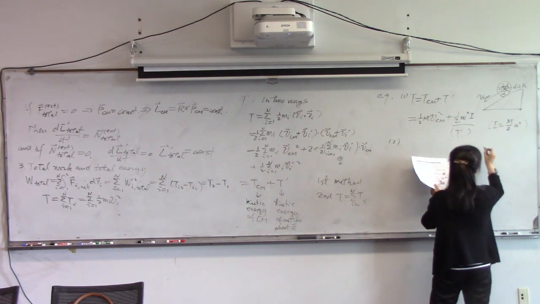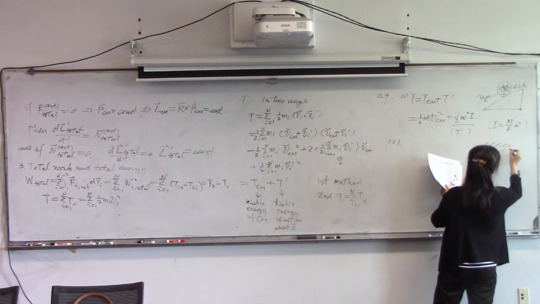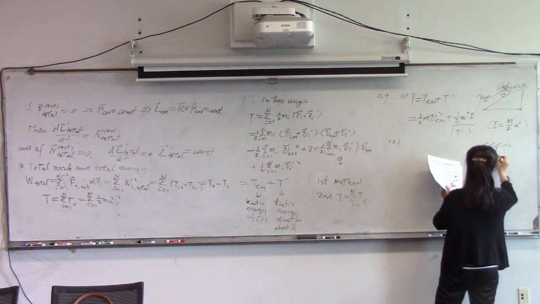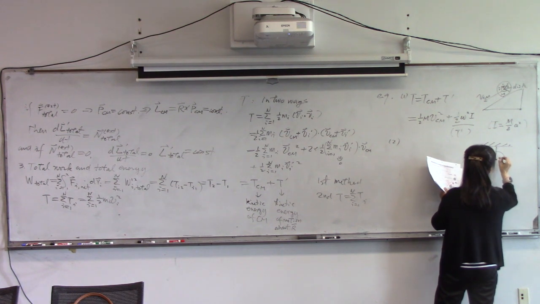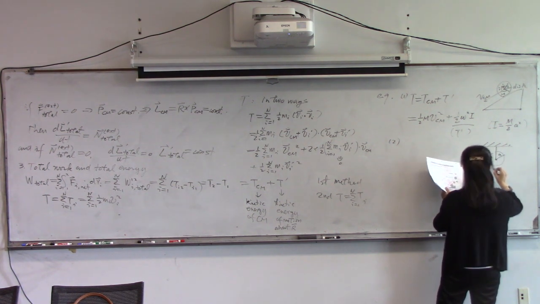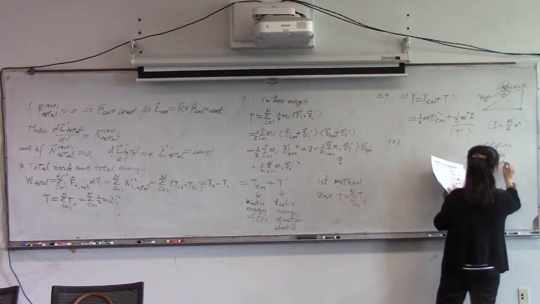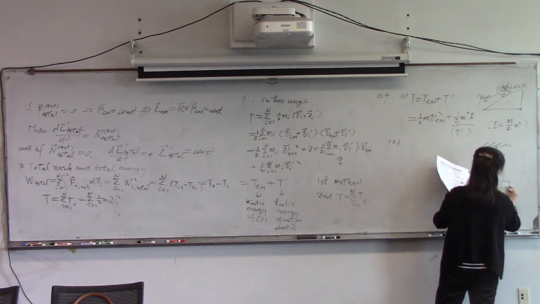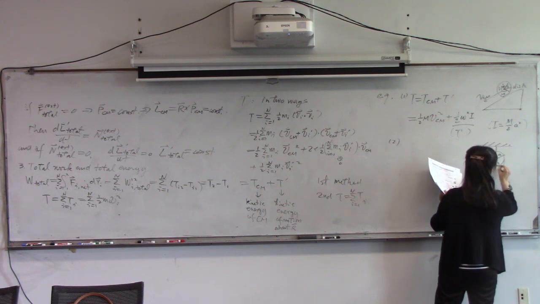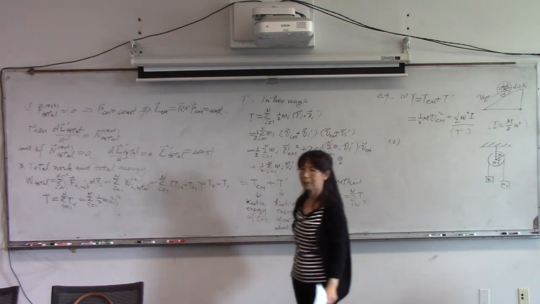Now how about the second one? The second one has a pulley, three parts. Here is the pulley with its center and radius A, and a rope with a mass at each end. So we have M1, M2, M3, and a rotation. How do we deal with this?